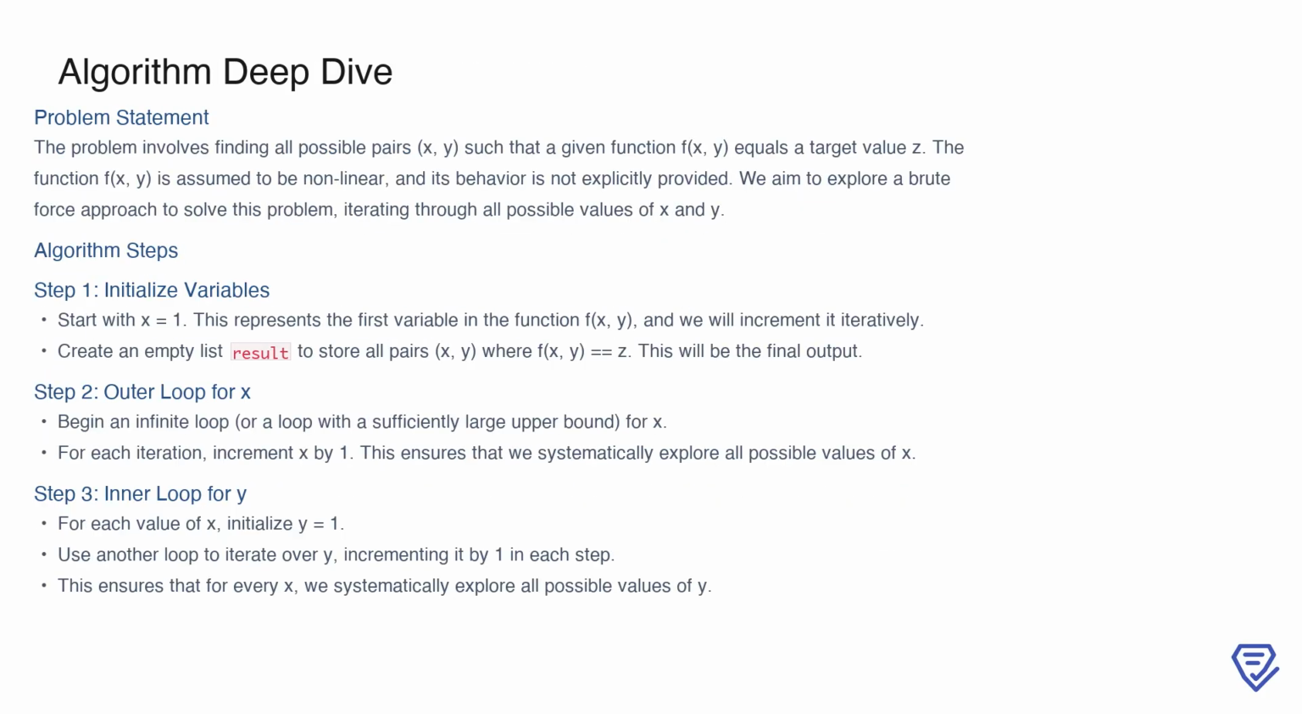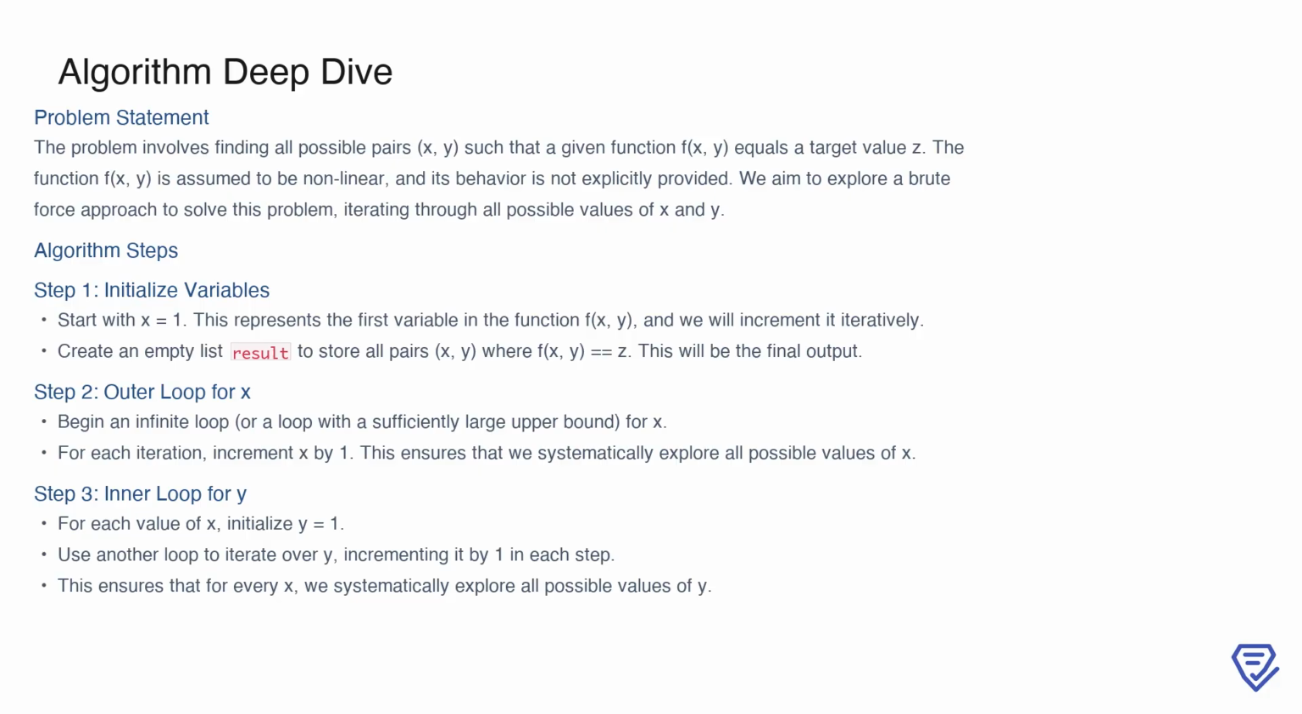The problem challenges us to find all pairs of positive integers (x, y) such that a given function, f(x, y), equals a target value, z. What makes this interesting is that the function f(x, y) is not explicitly provided, and it is nonlinear in nature. To tackle this problem, we'll explore a brute force approach.